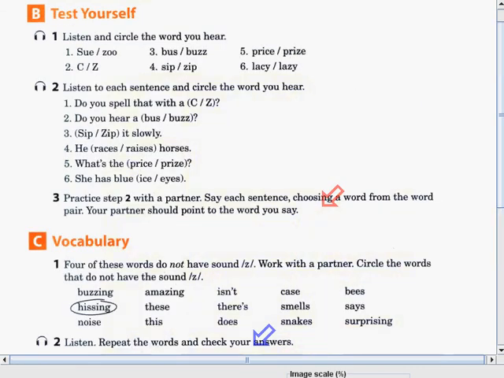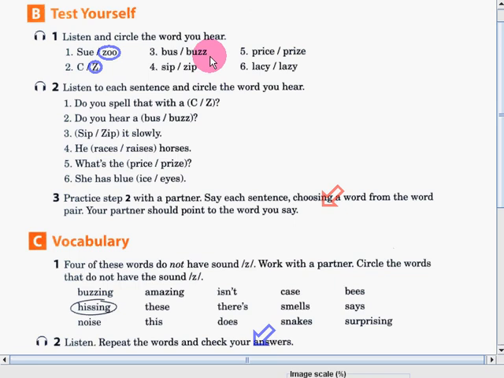Okay, but to make sure that you understand the difference between S sound and Z sound, let's take a look at our test yourself. Listen and circle the word that you will hear. Let's try to do number 1. The word is zoo. Very good. The word is zoo. Number 2. Z. Great. It's letter Z.